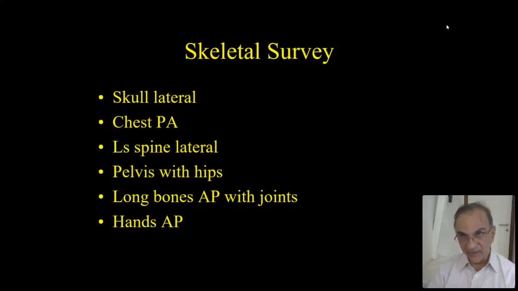And that's it. That's the beginning. The rest of it will fall in place. I mean, so much diagnosis of common skeletal dysplasias can be made just with hands AP, right? Pelvis with hips is an optional extra.